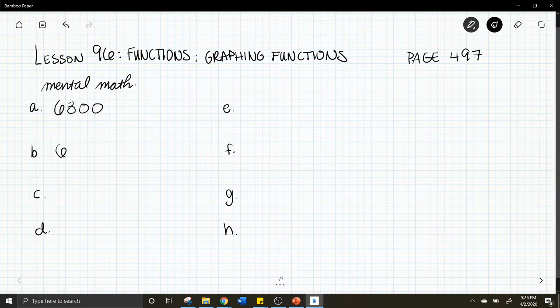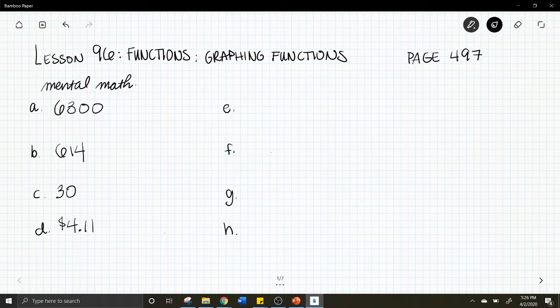The answer, 614. Letter C is 50% of 60. What is 50% of 60? The answer is 30. Letter D, $5 minus 89 cents. What is $5 minus 89 cents? The answer is $4.11. Okay, so far so good.